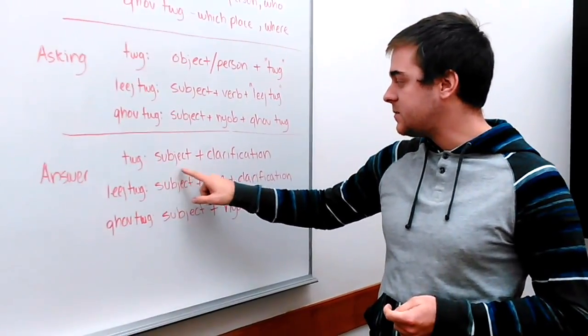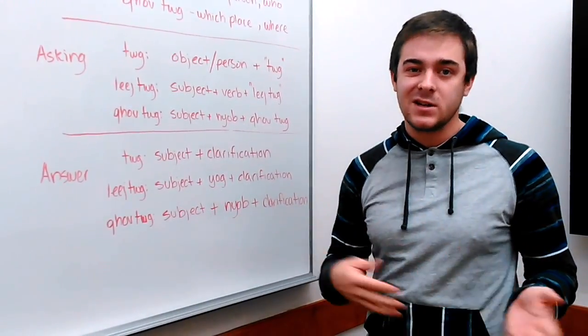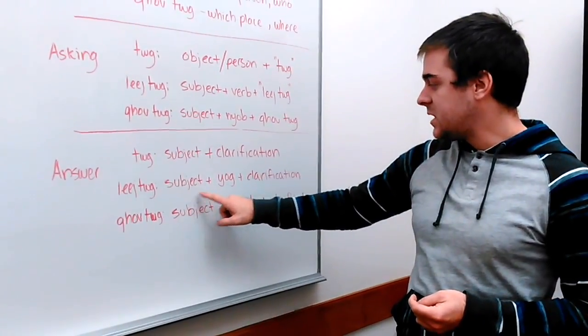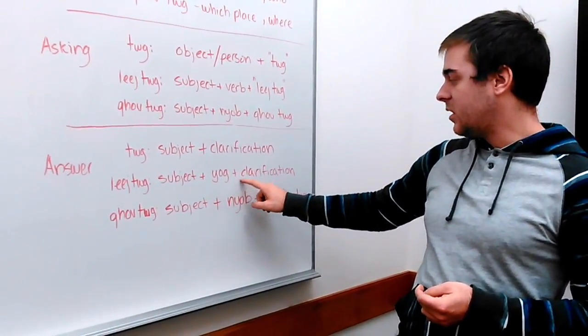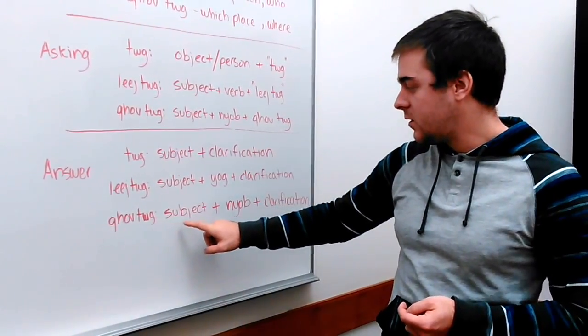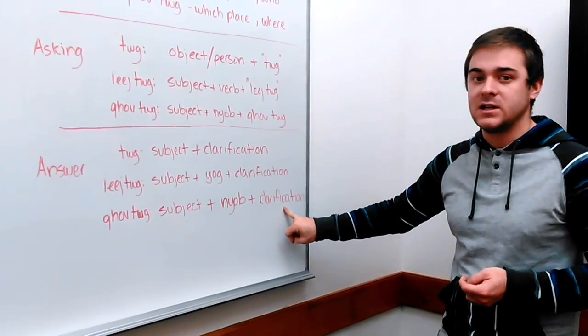How we answer these questions is pretty simple, pretty direct. For 的, you say subject plus the clarification. So you're explaining which kind of thing it is or which person it is. 令的, subject plus 要 plus clarification. There's 考的, which is the subject, 鸟, and then clarification.